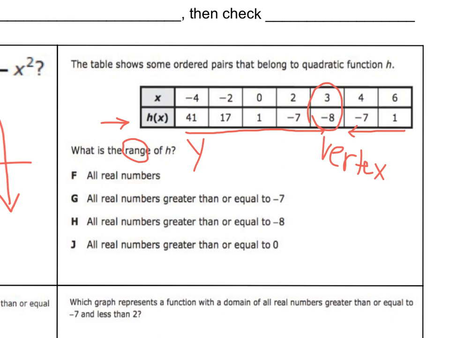So if we go find -8 on our answer choices, it's letter B. All real numbers greater than or equal to -8. So you notice from -8, all the numbers go up in this direction and up in this direction.